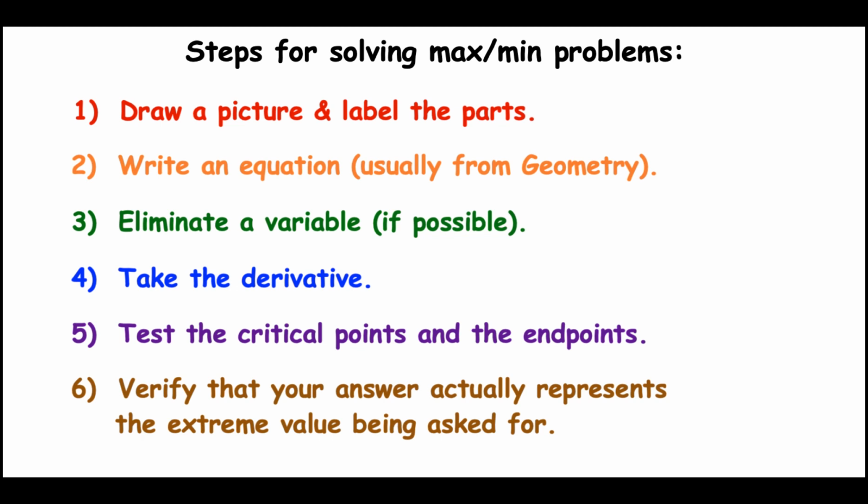A lot of students forget to test the endpoints, but we've seen already earlier in the chapter that absolute maxes and mins can occur at the ends. So we do need to take them into account. And finally, last but not least, make sure your answer isn't ridiculous. Just take a second look at it, make sure that it seems to make sense. All right, the best way to do it is to do it, so let's go.